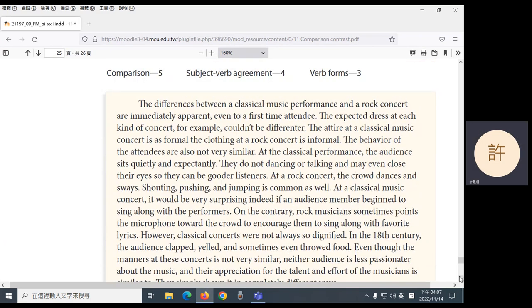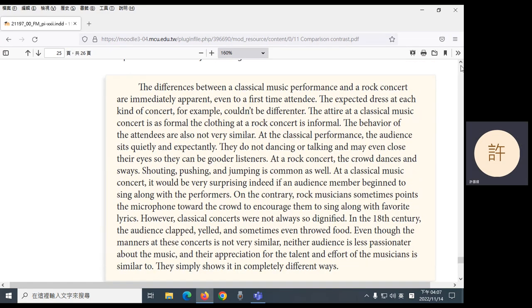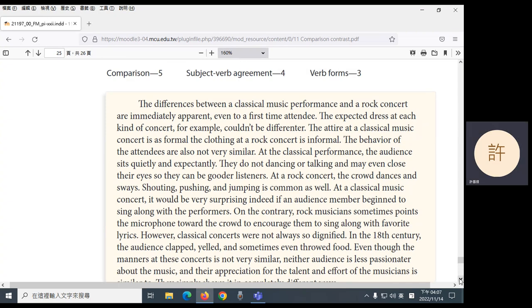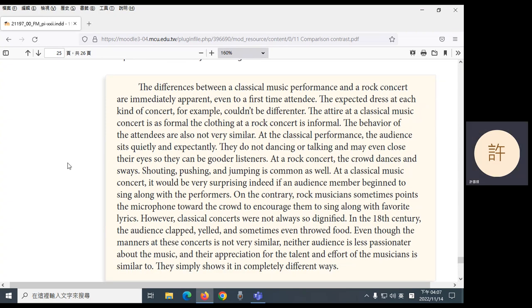Actually, I should tell you, the textbook says that there are 12 mistakes. There are actually 15 mistakes. If you can catch 12, I'll let you pass the course, no questions. 10 minutes.